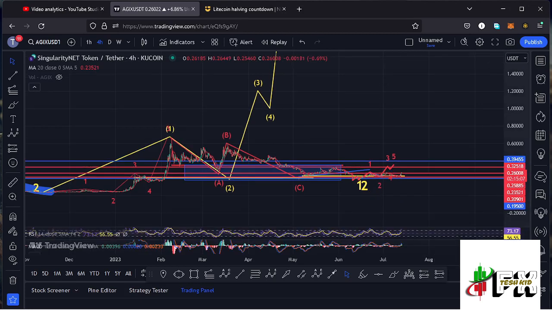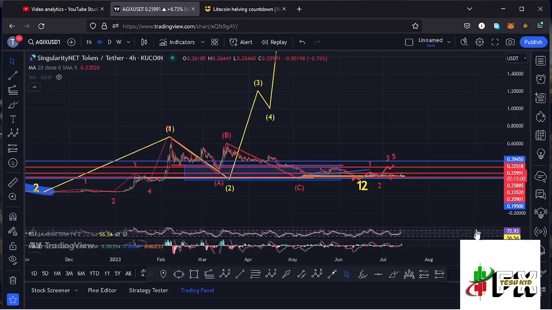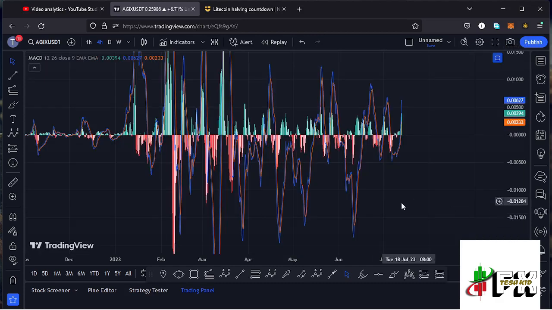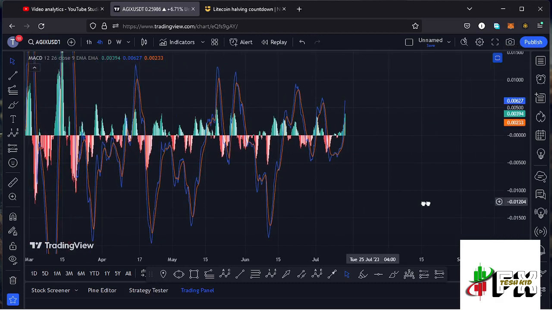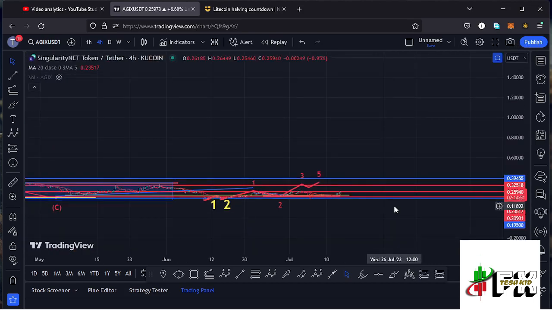Also taking a look at the indicators. On the RSI, we are trading at around the 73 mark. Also taking a look at the MACD, we have been able to print a bullish cross, fully supporting higher prices. So let's be patient and see how that plays out, and I will be keeping you updated.